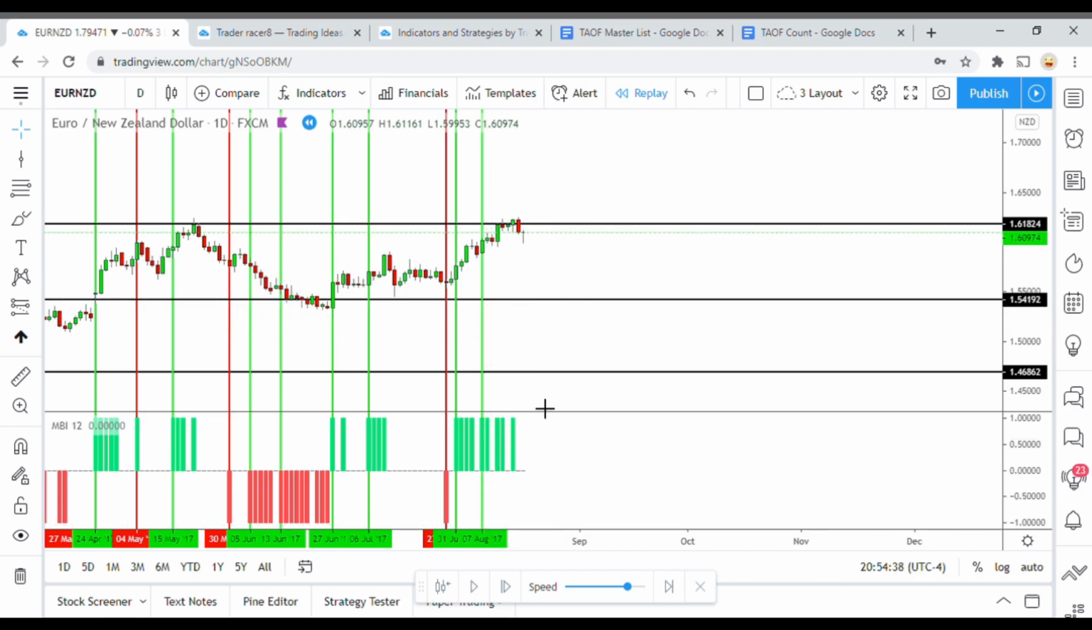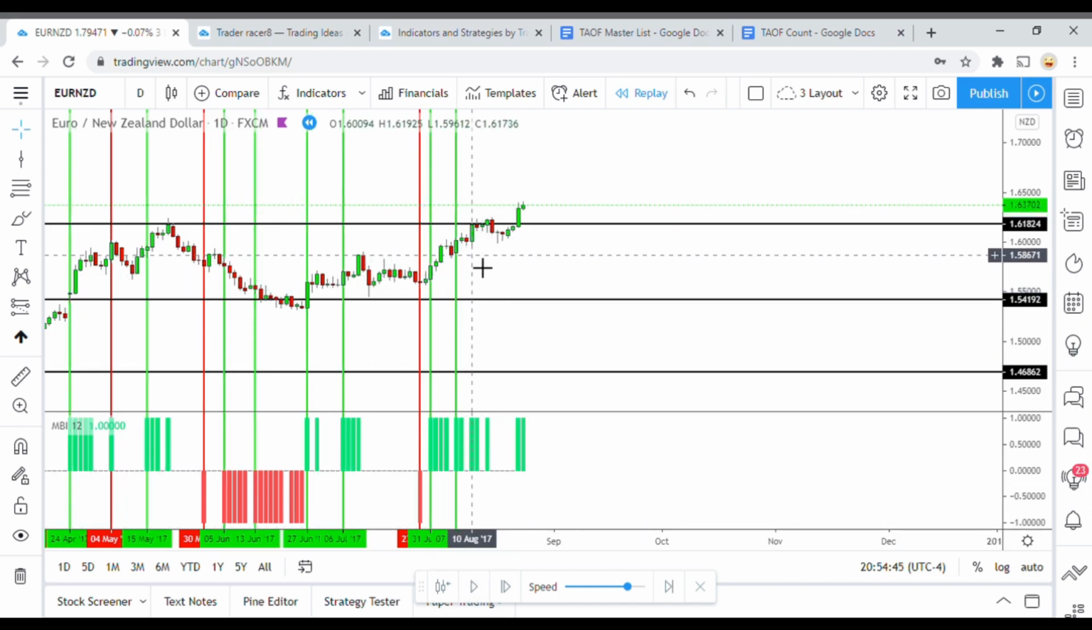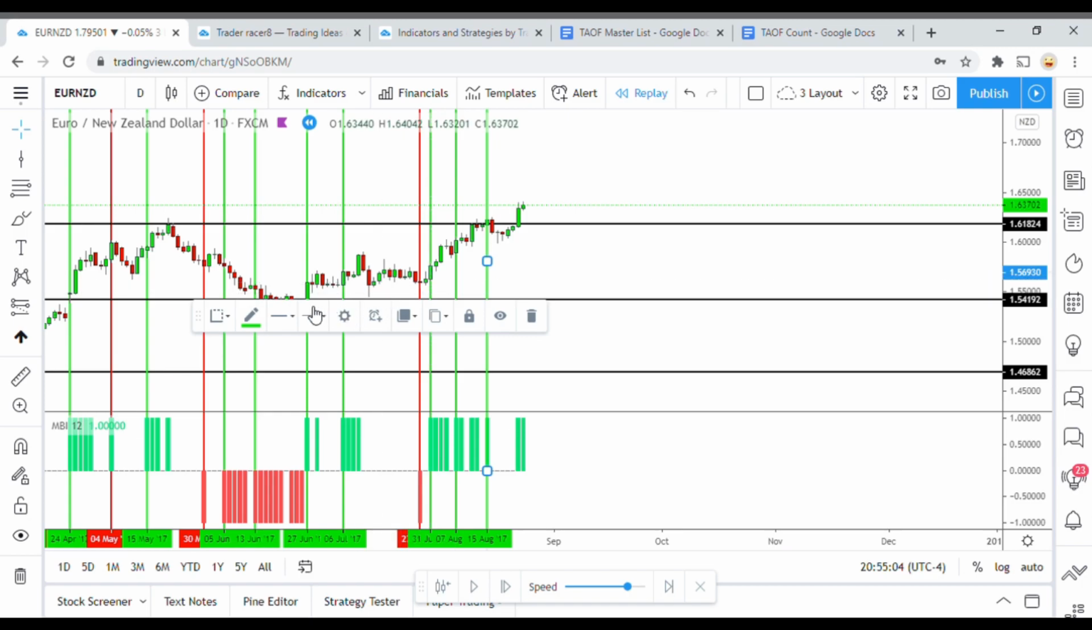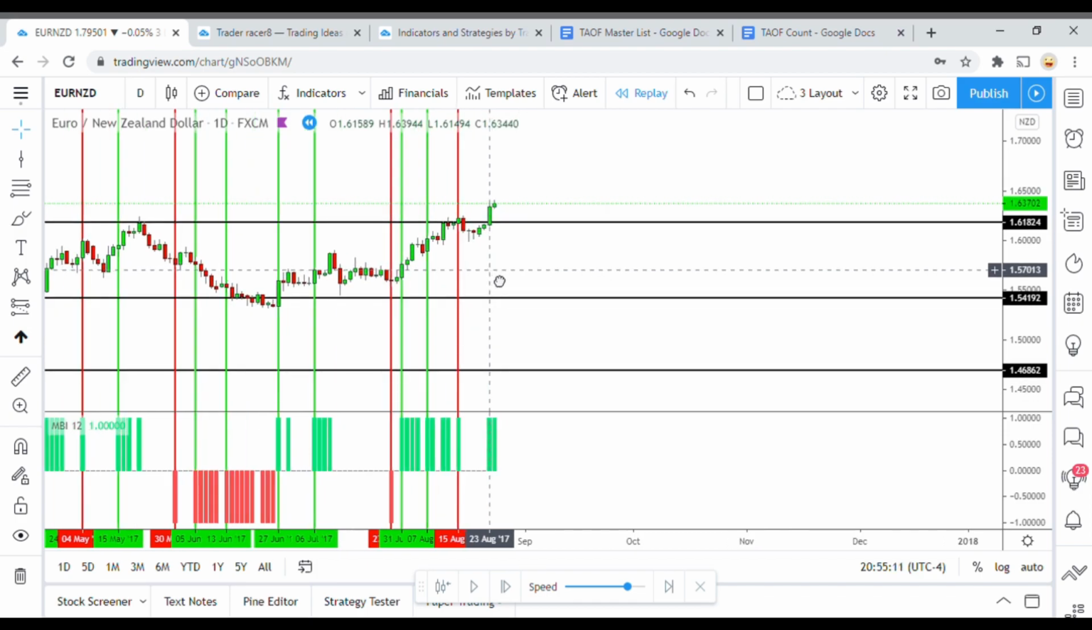There we go. That one. They're going to break it. Yep, they broke it up above, and so this may possibly be a stop hunt right here. Let's see, so that one was no good there. And we picked up the long on this one.